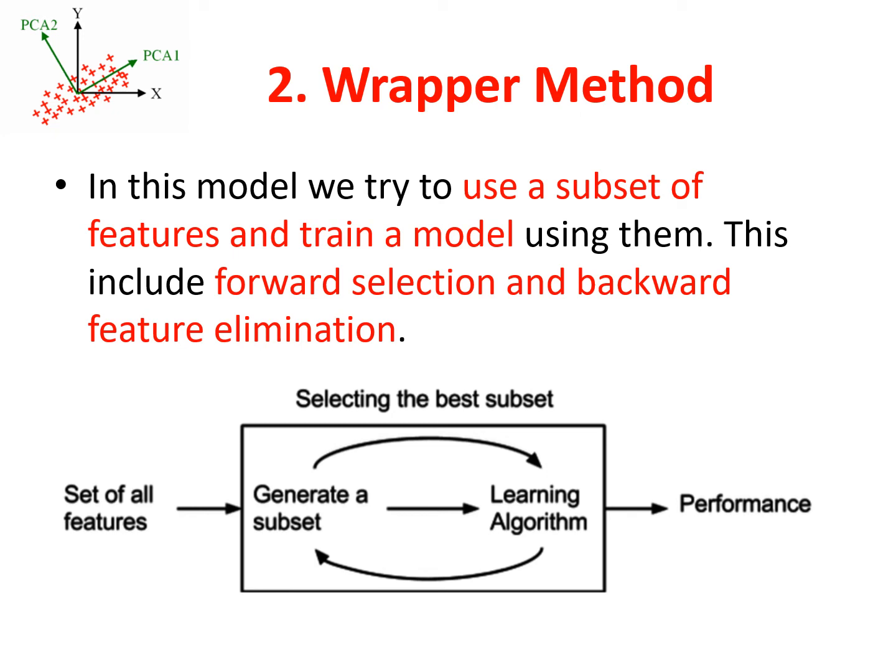So this is the set of all features. From the set of all features, we are generating a subset. Based on the subset, we are training a particular model using a machine learning algorithm, and finally we evaluate the performance. But in the wrapper method, two methods are used for selecting this subset: forward selection and backward feature elimination.